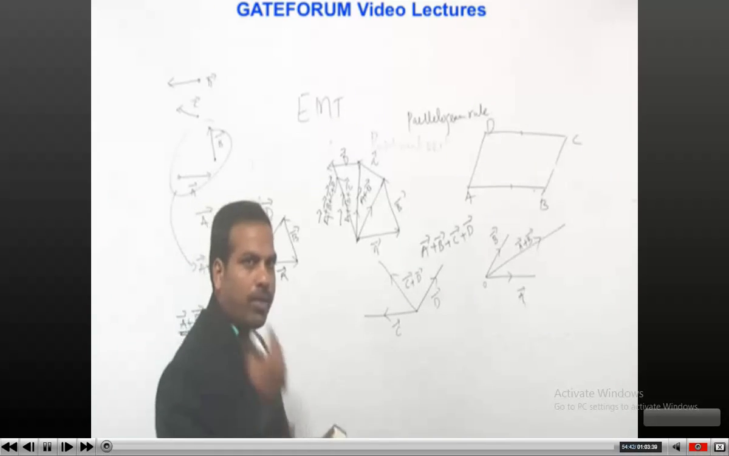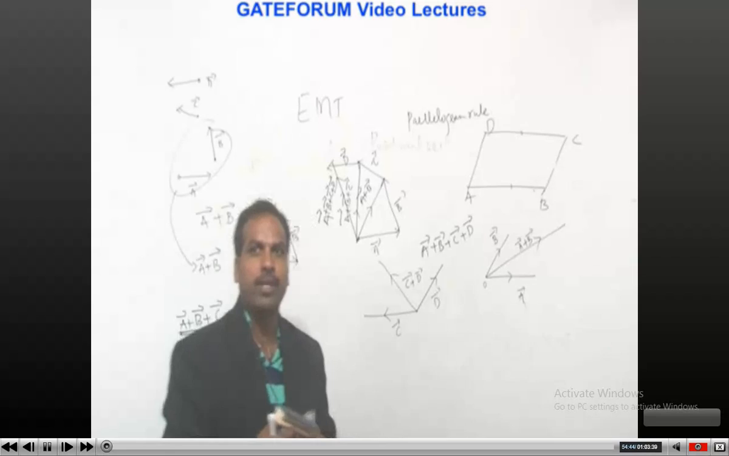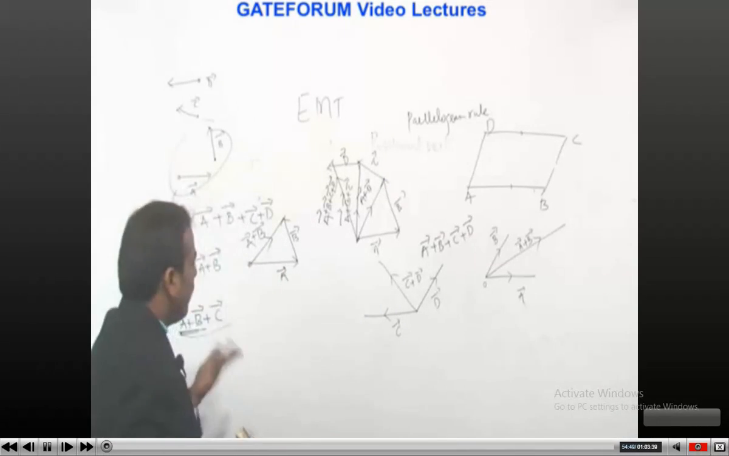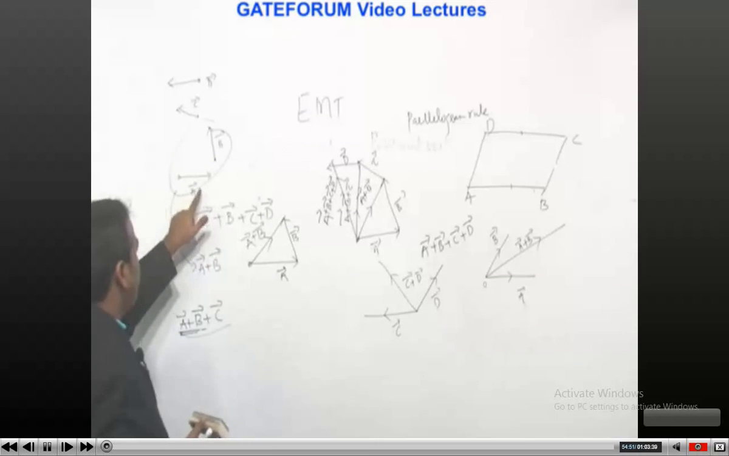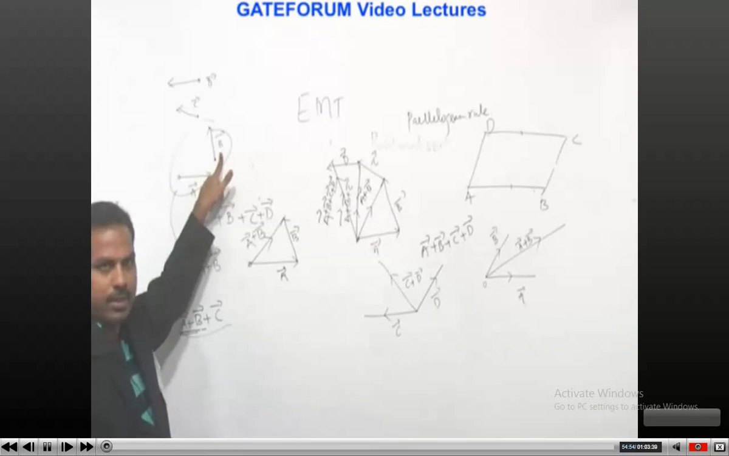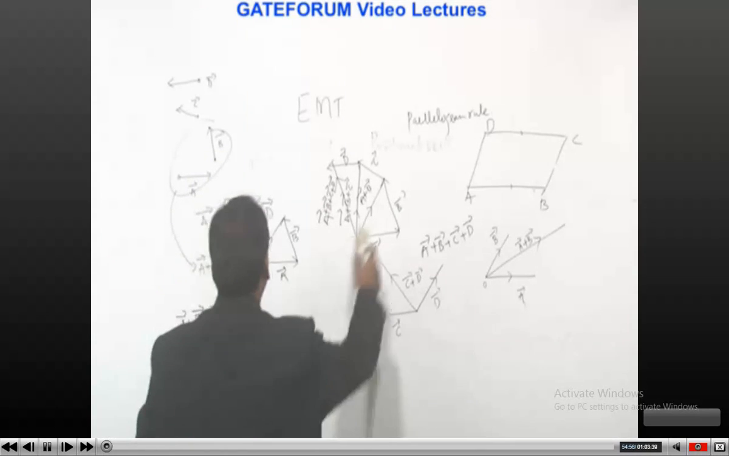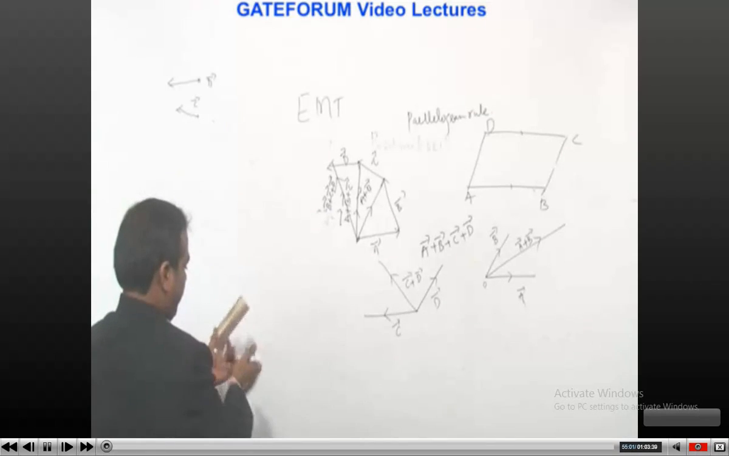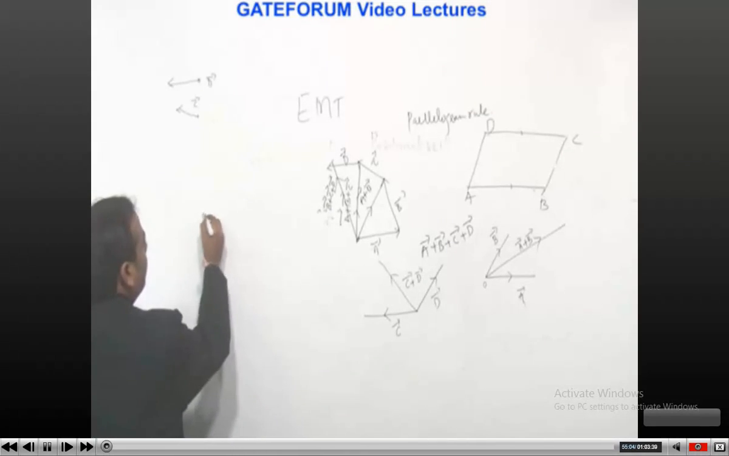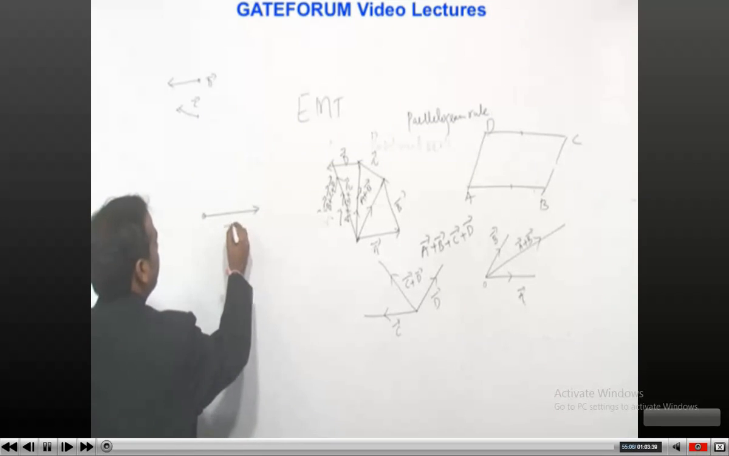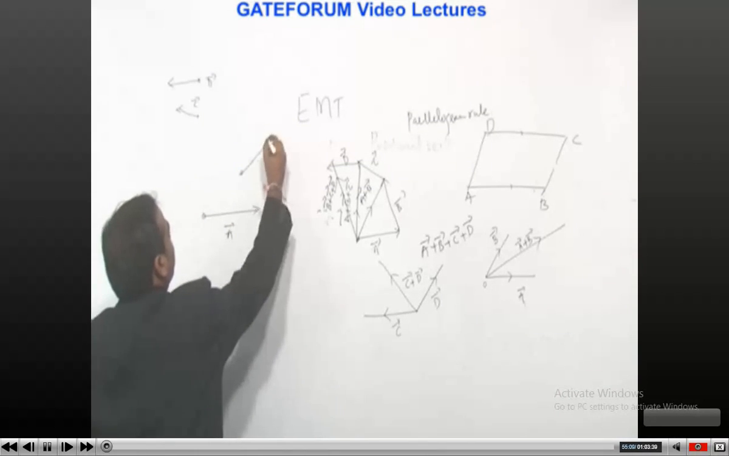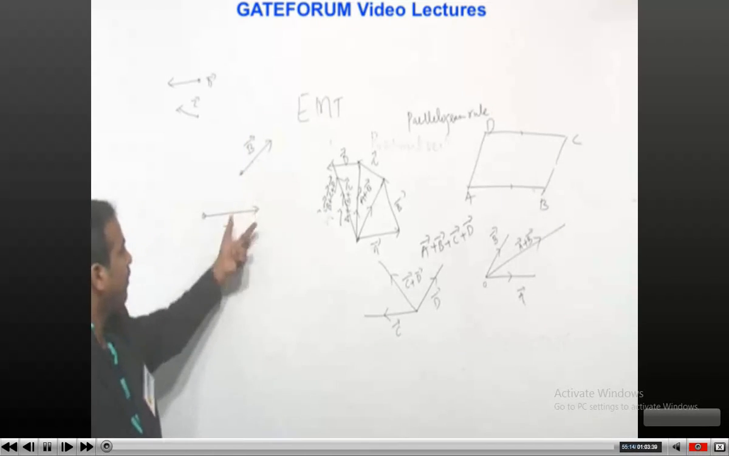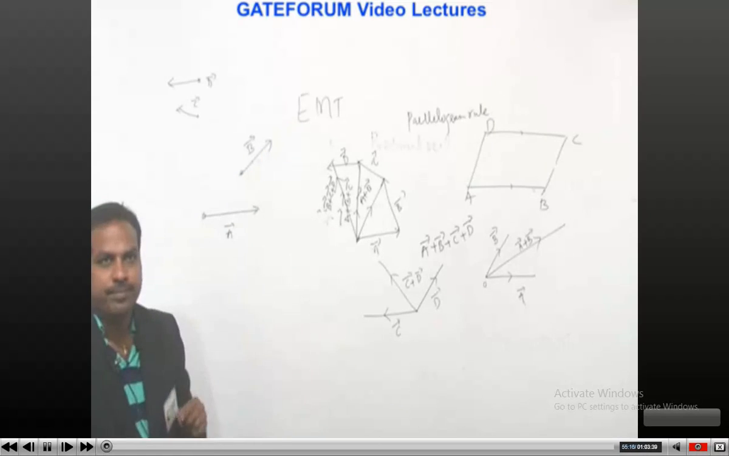One of our students, Saurav, is asking what exactly it means to move a vector parallel to itself. Very simple. Consider these two vectors, A bar and B bar. Let's say I'm drawing once again here. This is A bar, and this is B bar.